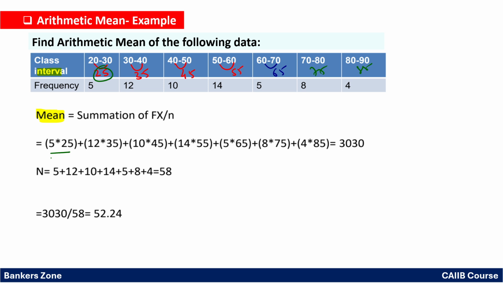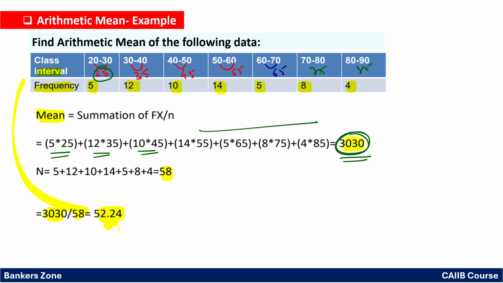So 25 into 5, 35 into 12, 45 into 10, and so on. You have to calculate. You will get the total summation. The total summation you got here is 3030. Right, now next you have to find the number of items. So it is 5 times, 12 times, 10 times, 14 times, 5 times, 8 times, and 4 times. So when we add, you will get 58. So 3030 by 58, you will get 52.28. This is your arithmetic mean.